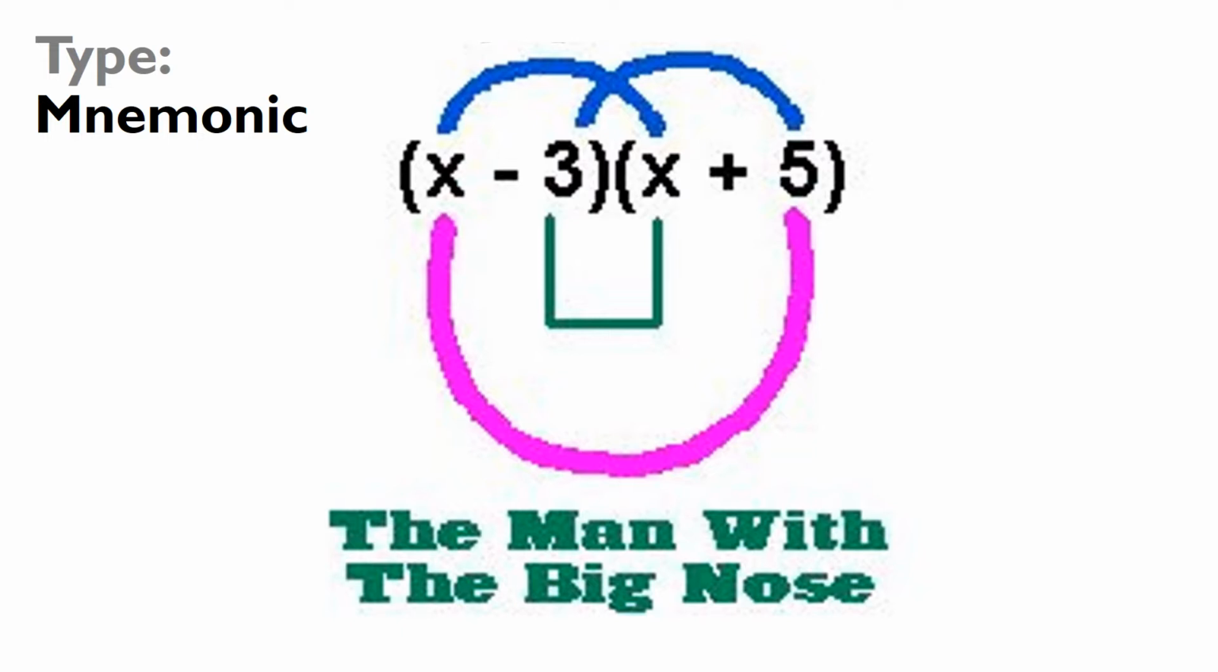And finally, for mnemonics, it could be something as whimsical as a visual representation along with a little phrase, the man with the big nose, to help students remember the order of how to, or what to do when you're multiplying 2 of these equations or factors together.